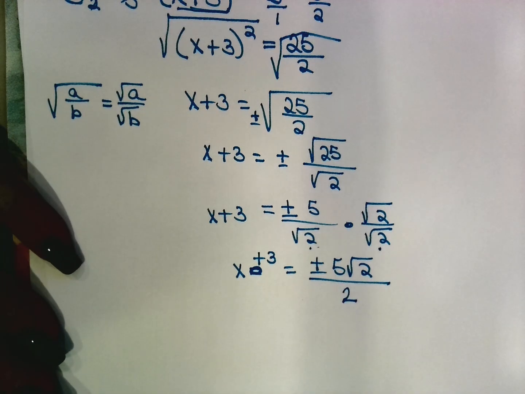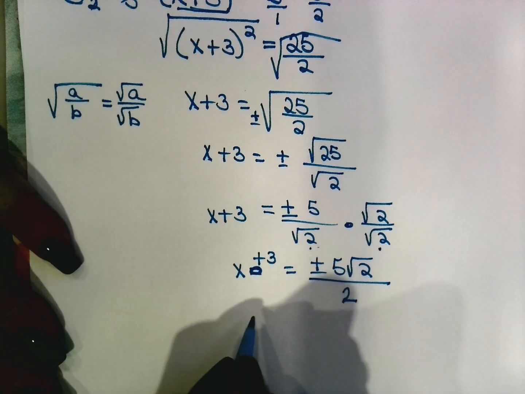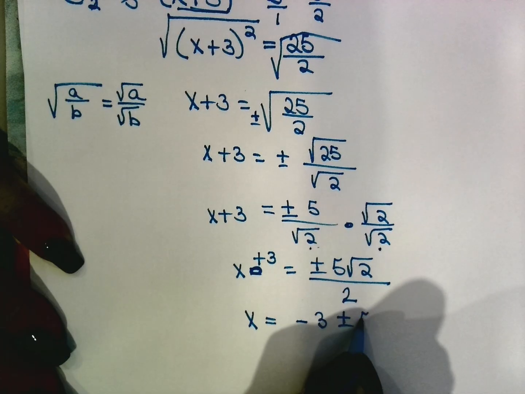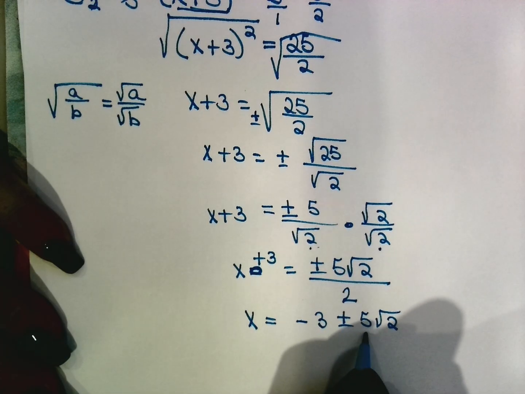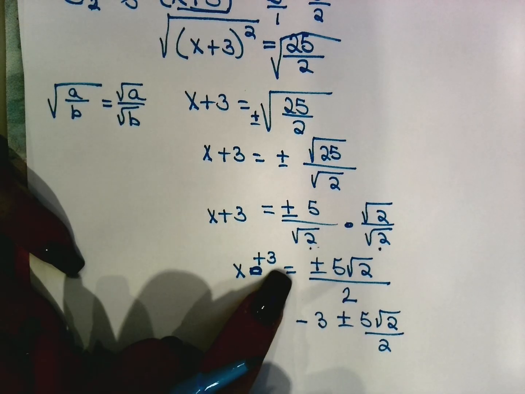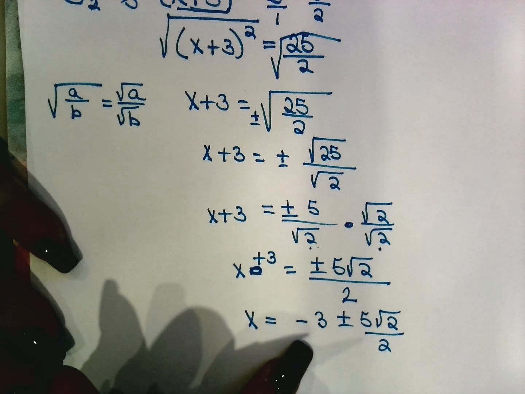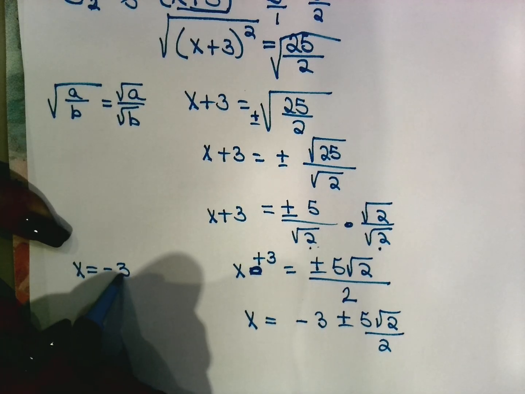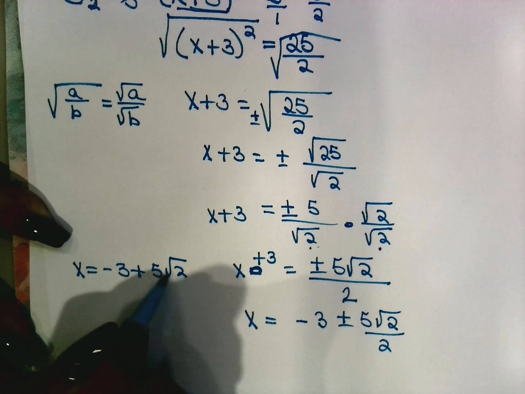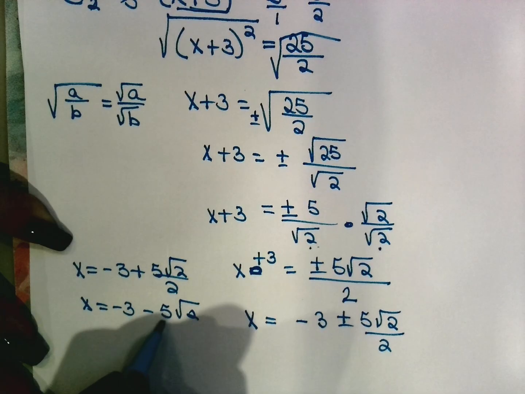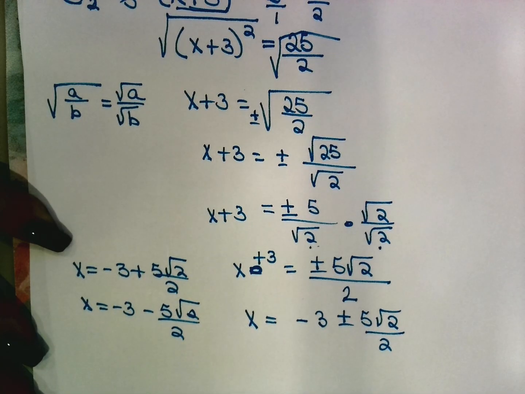We are almost there. Our last step is to subtract 3 from both sides. So we have x equals negative 3 plus or minus 5 square root of 2 over 2. Please note that the denominator of 2 only goes with this part. The negative 3 does not have a denominator. So you have two answers here. Again, you have either negative 3 plus 5 square root of 2 over 2 or negative 3 minus 5 square root of 2 over 2. Okay? All right, moving on.